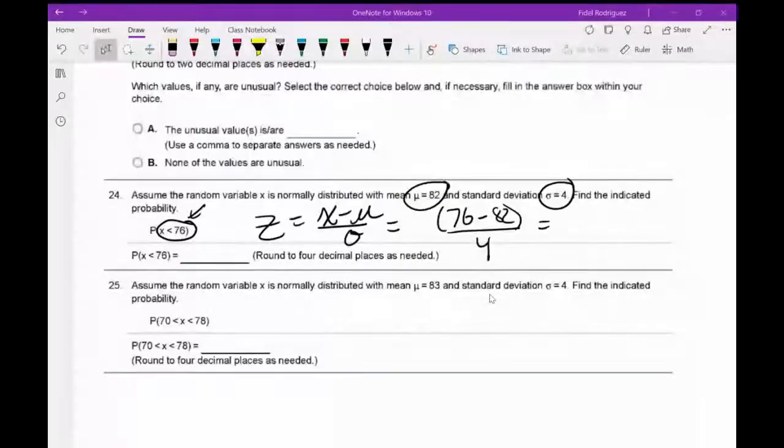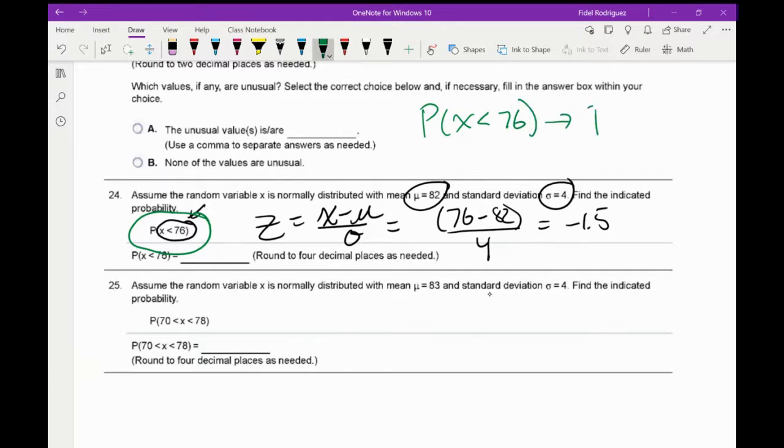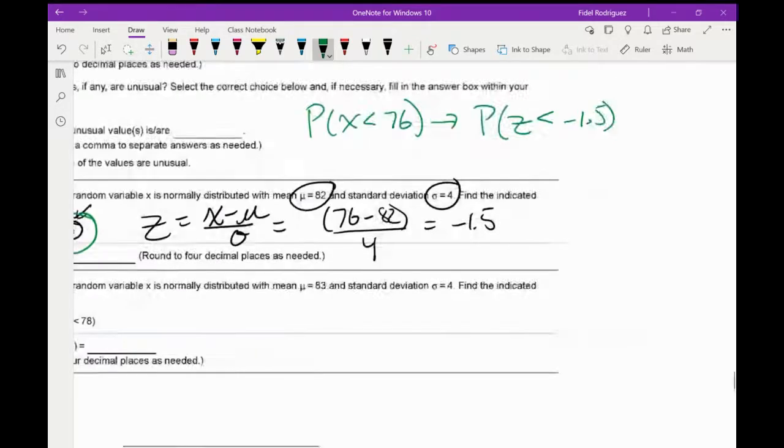So let's come back to the review. And so we came up with a negative 1.5. So in essence, guys, what we're doing here is converting this x value to a z-score. So instead of finding the probability that x is smaller than 76, we're converting that to finding the probability that z is less than negative 1.5.